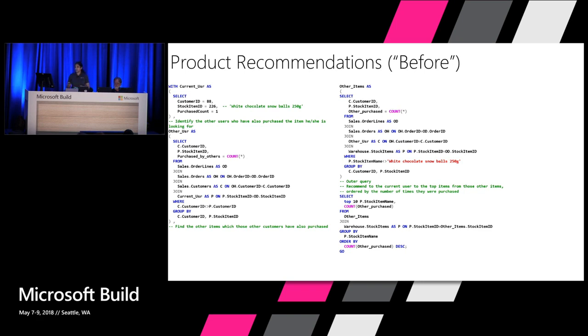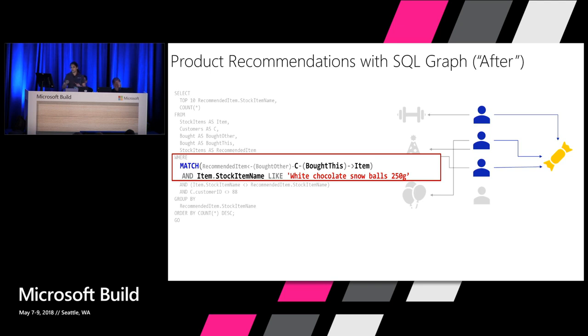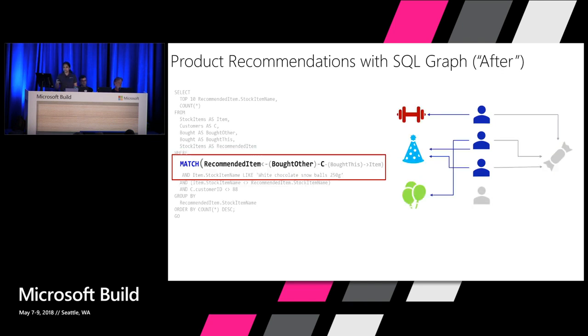Right? Now let's see how this query will look when you implement it using the graph approach. And the query will look something like this. This is our recommendation query. And now let's try to understand what the match clause is doing there. So what we do is we try to identify all the customers who have bought this item. This item being white chocolate snowballs, right? So we get a list of all the people who have bought white chocolate snowballs. Then from there, once we have a list of all the customers, we try to find other items that these customers have bought. Could be something else, right?